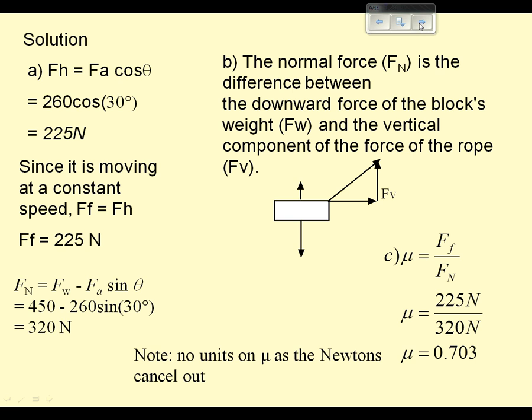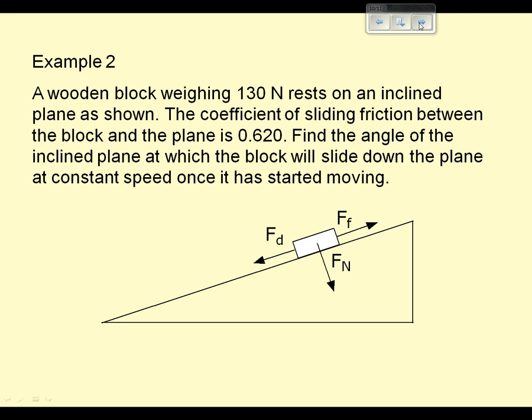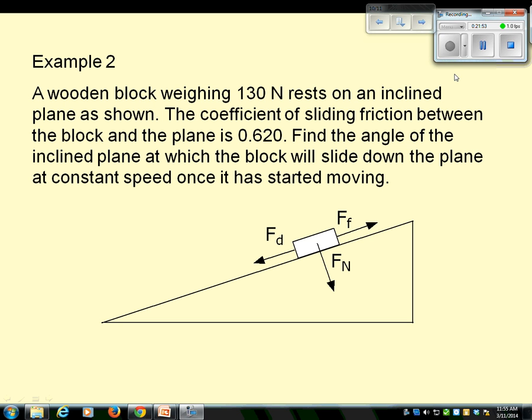Okay. Here's example number 2, and I think you have it written as well. You probably just have to draw the picture, right? This one is a little different, so I'll let you read it for a second. All right. So what I've got here is a wooden block. It's weighing 130 newtons. It's resting on an inclined plane as shown. The coefficient of sliding friction between the block and the plane is 0.62. I've given you that. Find the angle of the inclined plane at which the block will slide down the plane at a constant speed once it's started moving.